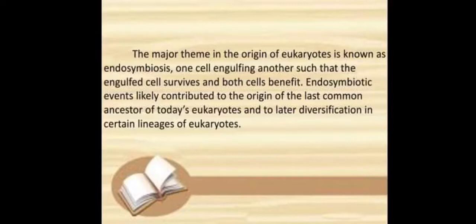Over many generations, a symbiotic relationship can result in two organisms that depend on each other so completely that neither could survive on its own. Endosymbiotic events likely contributed to the origin of the last common ancestor of today's eukaryotes, and to later diversification in certain lineages of eukaryotes. Before explaining this further, it is necessary to consider metabolism in prokaryotes.